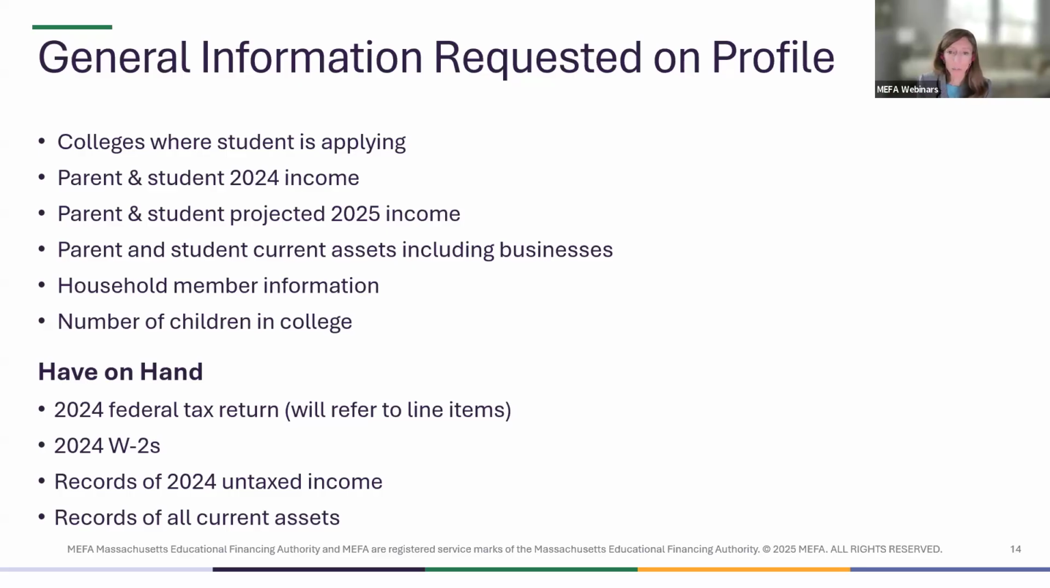So helpful to have on hand as you fill out the profile, your federal tax return, and again, it's going to refer to those line items, your W-2s, that's going to be helpful as well, any untaxed income that you got in 2024, and then basically a record of all your current assets.